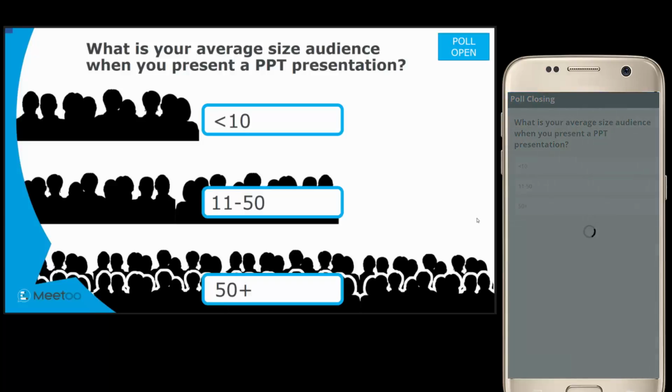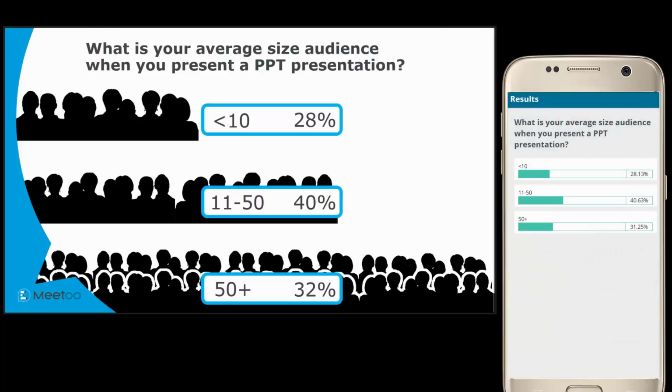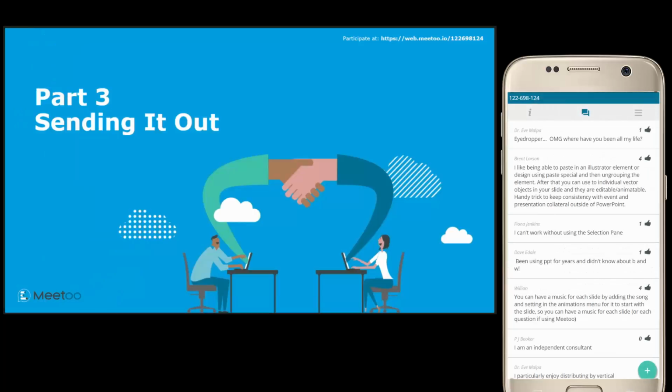I'm going to take that vote there, and we'll be able to see what type of audience we've got. Okay, wow. That's 28%. Okay, really interesting. So almost half of you doing those sort of medium-sized meetings. Good stuff. Okay, so on to our next section, which is sending it out.